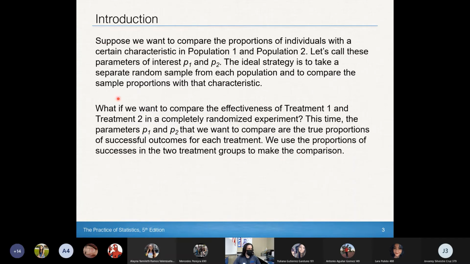So this is giving us two scenarios where we would use the difference between populations. We have population proportions p1 and p2 for our characteristic and also for treatments.